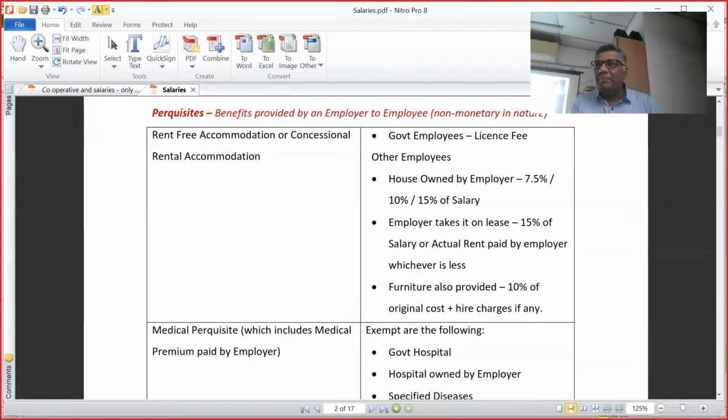Lunch provided by employer is a perquisite. Your Sodexo coupons, lunch coupons, food coupons given by employer are a perquisite. Perquisites don't come to you in the form of cash. They come to you either as a benefit or sometimes as a reimbursement.